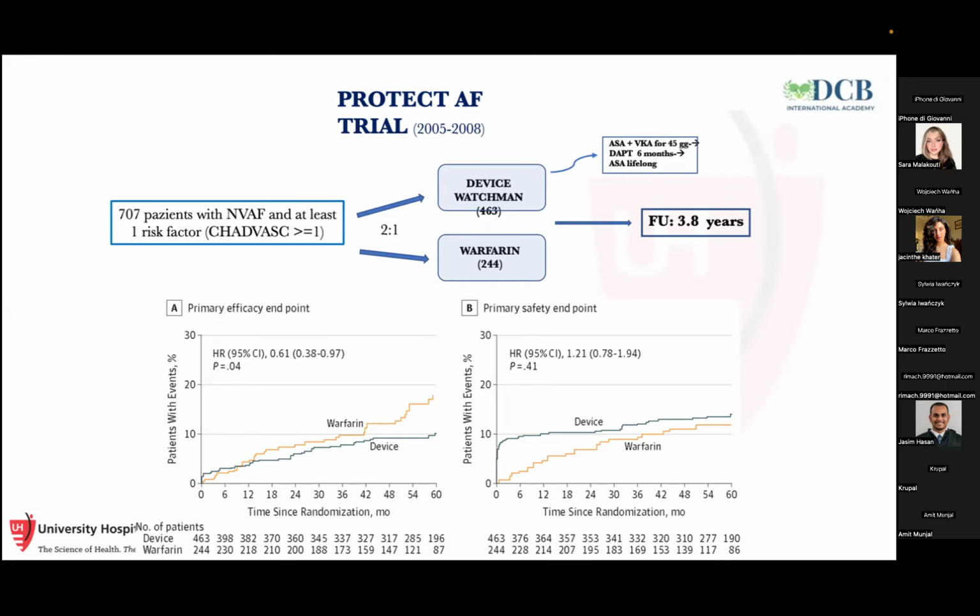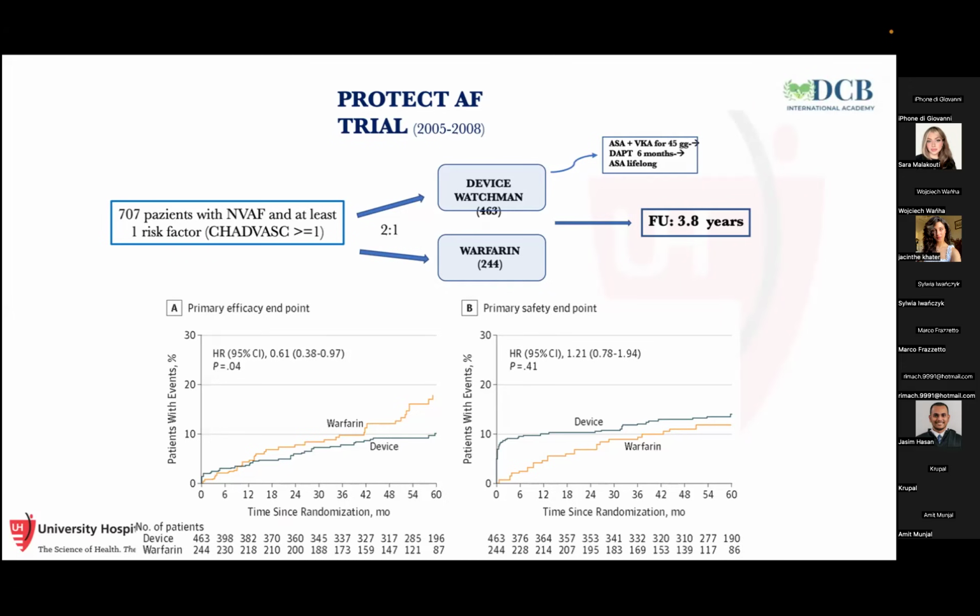The device met the non-inferiority. The big problem for this trial regarded the safety endpoint, because there was a very high percentage and rates of procedural complication, mainly regarding pericardial effusion and pericardial component.